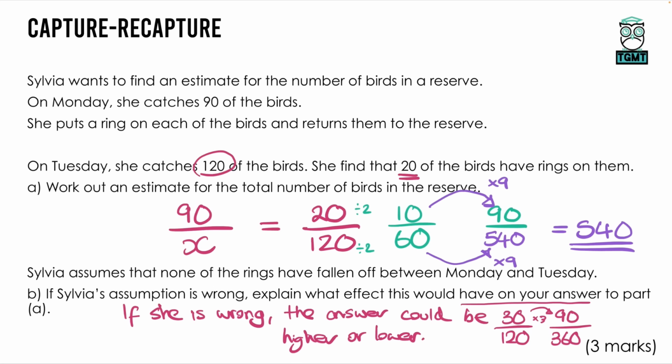So in this scenario here, I'm going to change that answer ever so slightly, just because it's different to the usual question. If she is wrong, the answer could be lower. And I'm going to stick with that lower one for this one, because we've just proved an example there to show that it could be lower. Okay, so there we go. That was our final question.